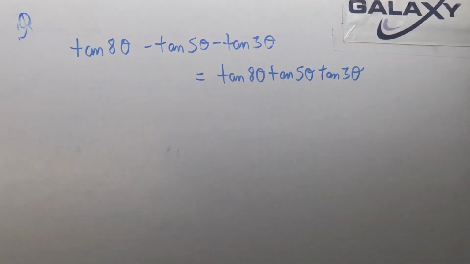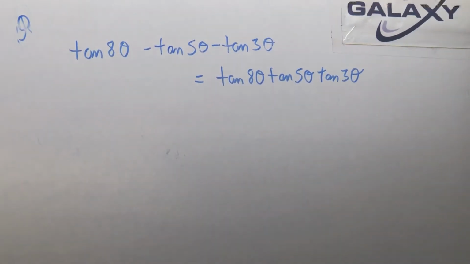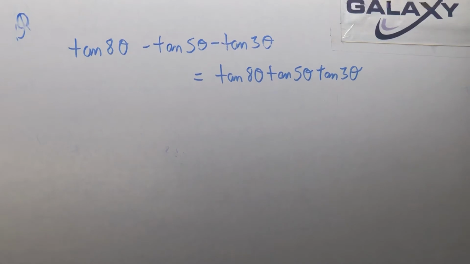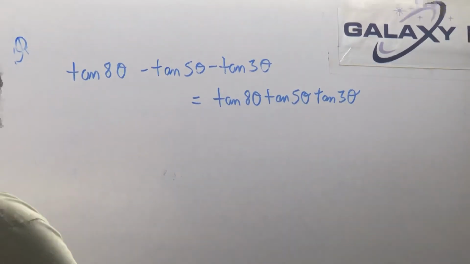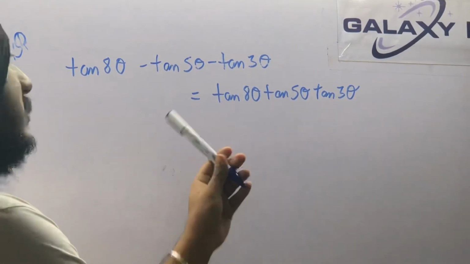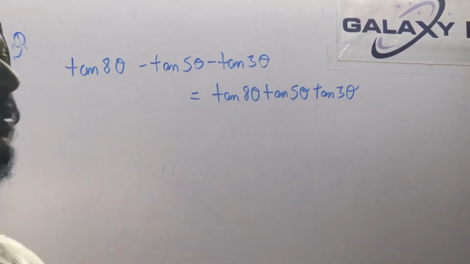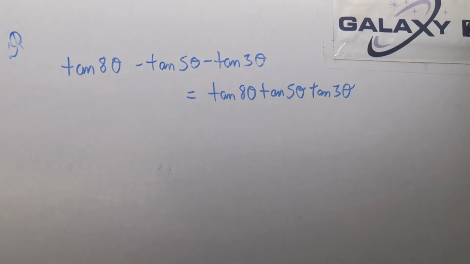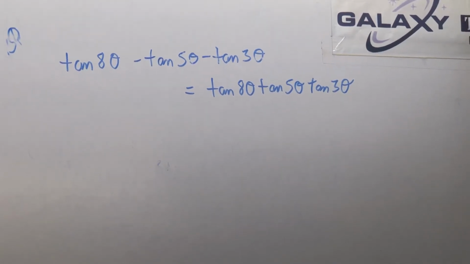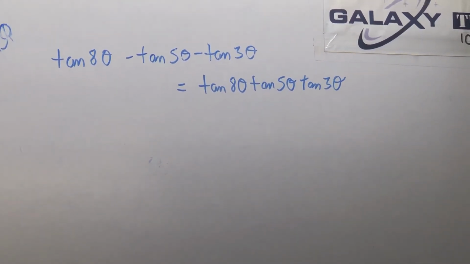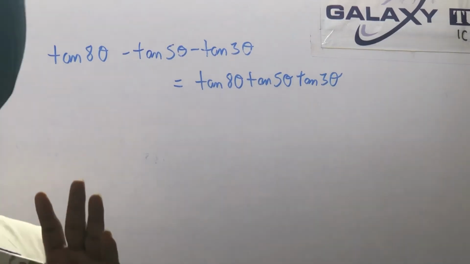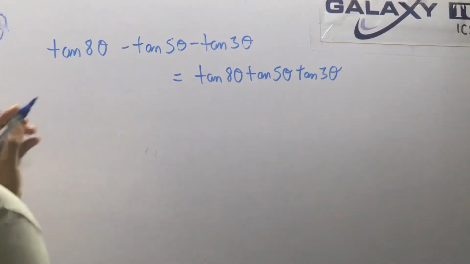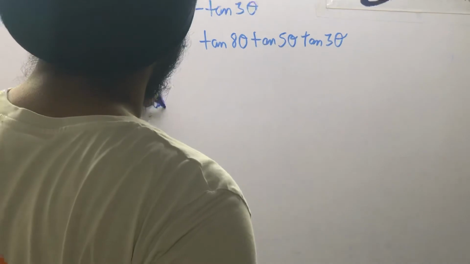So in these questions there is a simple trick that you have to follow always, that I am going to show you now. Now look carefully here. What is the biggest angle? Biggest angle is 8 theta, and the other two angles are 5 and 3. How does 8 theta become? 8 theta becomes from 5 theta and 3 theta. If you add 5 theta and 3 theta, will you get 8 theta? Yes. So just write here tan 8 theta.